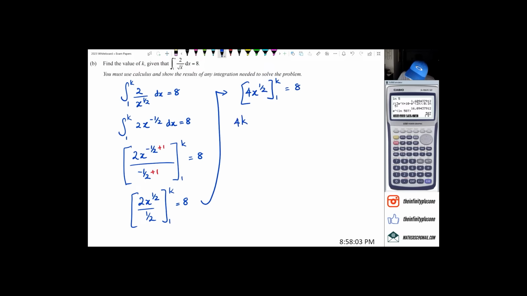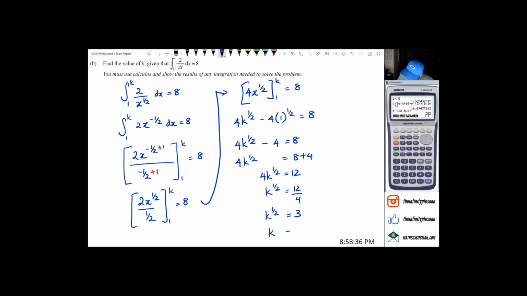So I've got 4k to the power of half minus 4 times 1 to the power of half is equal to 8. So 4k to the power of half minus 4 is equal to 8, and 4k to the power of half is equal to 8 plus 4. 4k to the power of half is equal to 12. k to the power of half equals 12 over 4. k to the power of half is equal to 3. Therefore, k is equal to 3 squared, which equals 9.